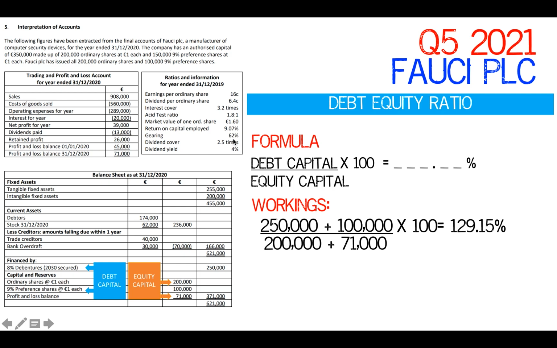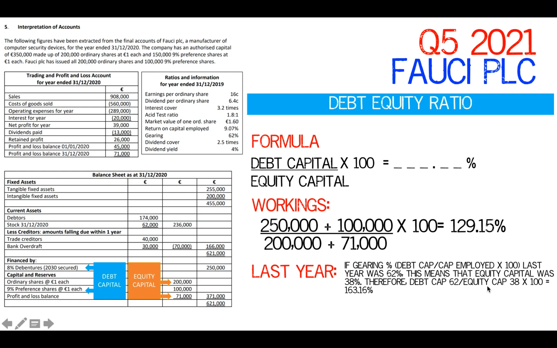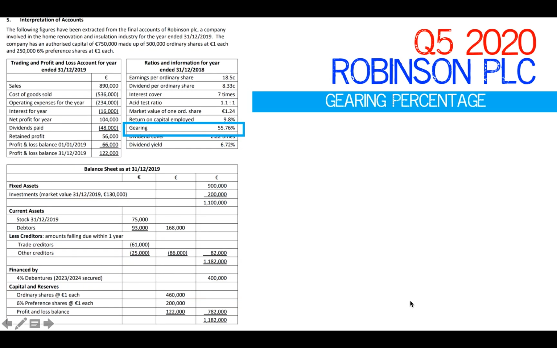Now, if you wanted to get last year's, it's not written down here, but if the gearing percentage last year, debt capital over capital employed multiplied by 100, was equal to 62%, that means the equity capital would have been 38%. Therefore, if we put it into the same formula, 62 divided by 38 multiplied by 100 is 163.16%. So yes, it is a positive trend, because the gearing percentage was positive as well. Now, I don't think you're ever going to have to include this information, but that's how you would calculate it if you wanted it.